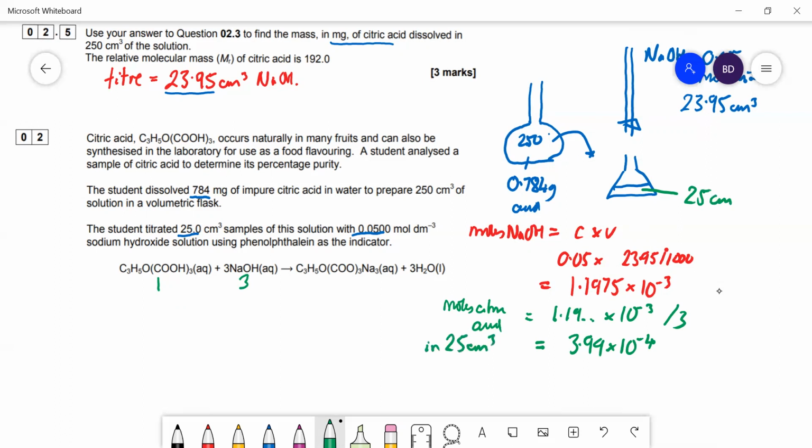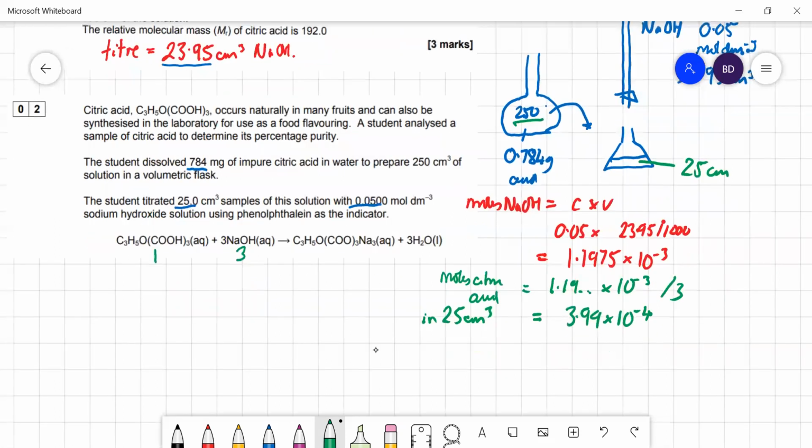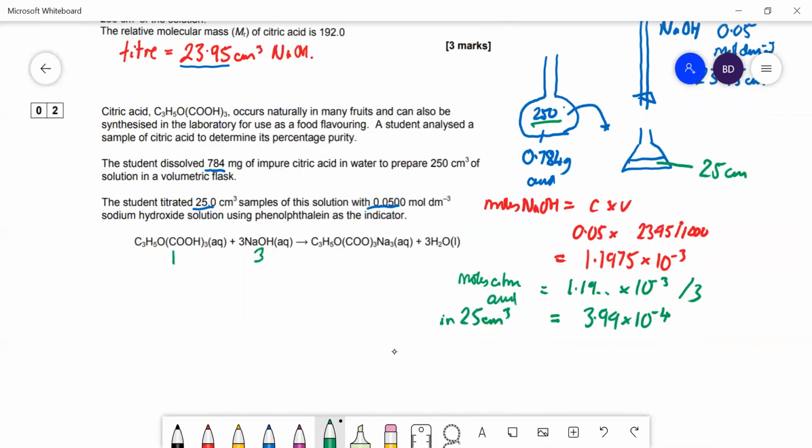We want to find out the total moles of citric acid we've got in 250. So we're just going to multiply that by 10. So moles of citric acid in 250 is going to be equal to 3.99 times 10 to the minus 4 times 10, which is 3.99 times 10 to the minus 3.